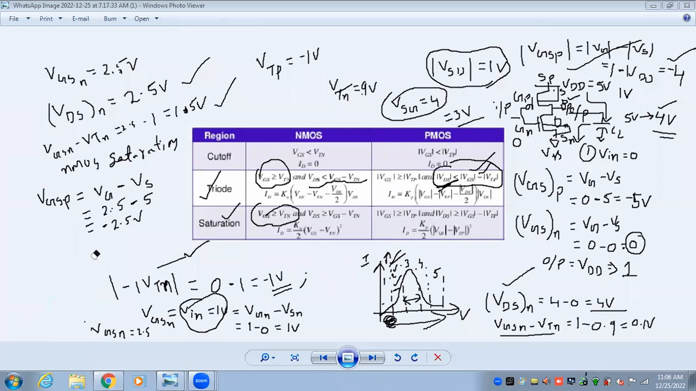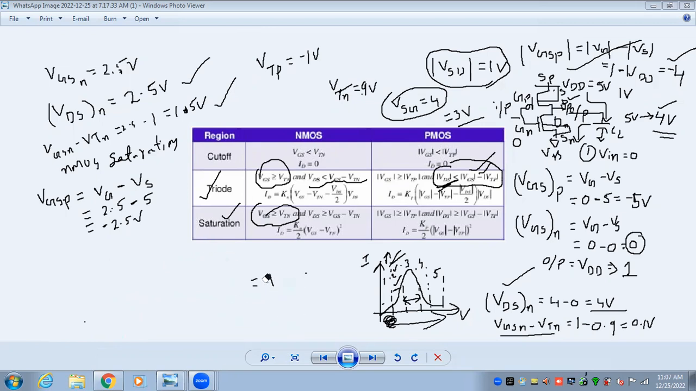So the conditions are very important. You can understand now clearly the condition we are getting here. VGSP is minus 2.5, and if you take the VDS of PMOS, VD minus VS of PMOS, what is VD? VD is nothing but 2.5 volts minus VS, which is our VDD, that is 5 volts. So it is minus 2.5. If you take the mod, mod VDSP is nothing but plus 2.5 volts.